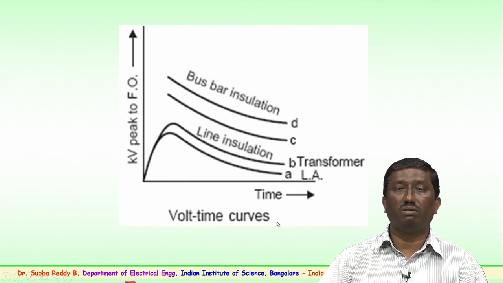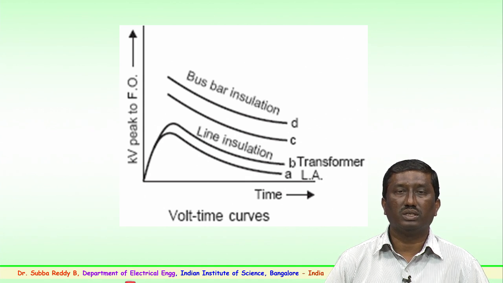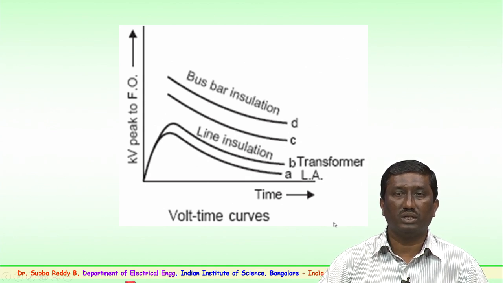So, proper planning and proper insulation coordination is to be done to protect the major equipment, particularly the transformer, the circuit breakers and controls in the substation and for the generating in the transmission network.